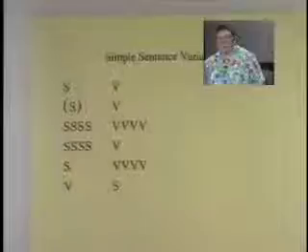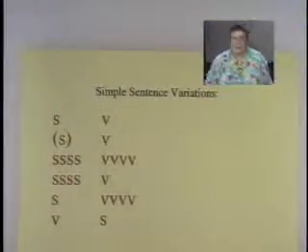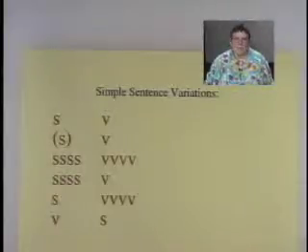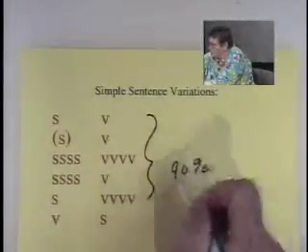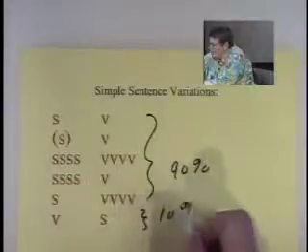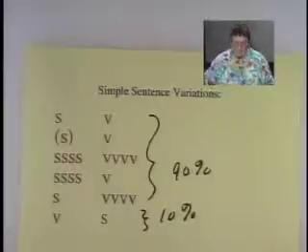On simple sentence variations, we've just talked about all 6. You can have a subject, I'm just reminding you, and a verb, or the subject can be implied, and you can have a verb. Or you can have more than one subject and more than one verb. Or you can have more than one subject and just one verb, or the opposite. Or you can have an inverted clause where the verb comes in front of the subject. I would say that these are about 90% of the time, and this one down here is about 10% of the time. But inversions do happen, and you do have to be able to recognize them when you see them.